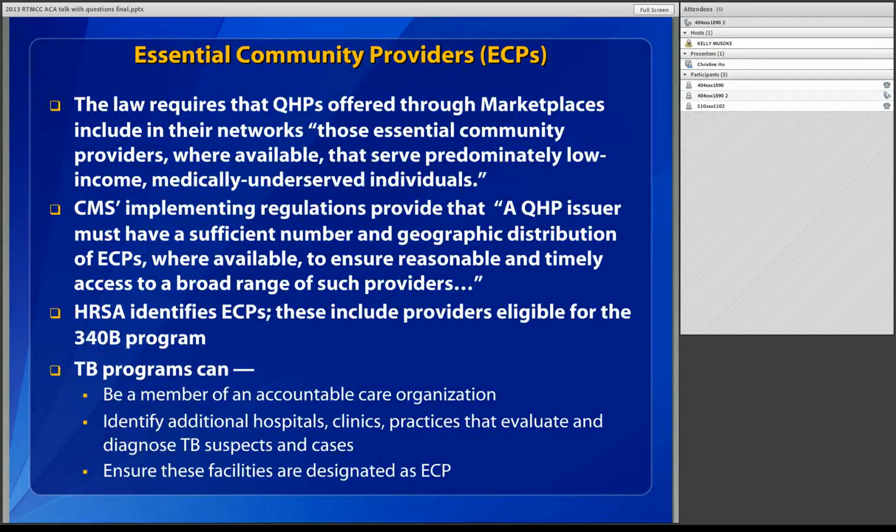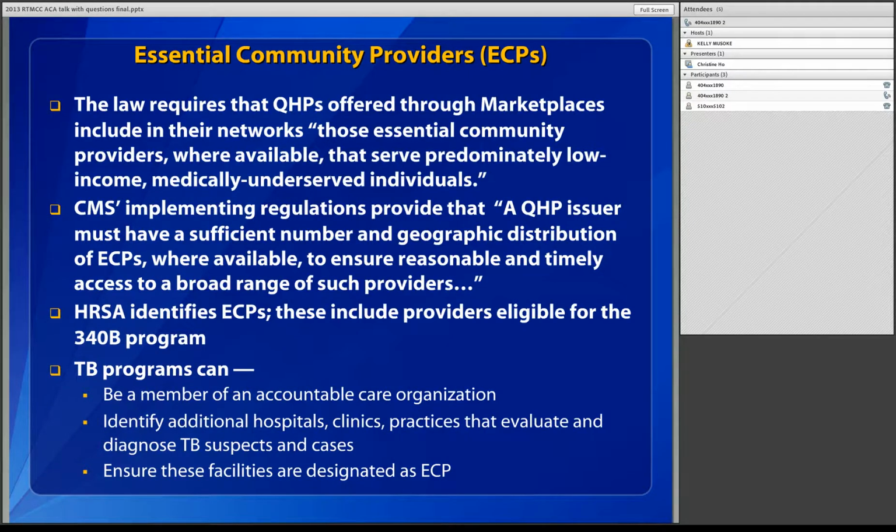So the law requires that the new qualified health plans that are offered through the marketplaces or the exchanges include in their networks those essential community providers where available that serve predominantly low-income, medically underserved individuals. It's a way to ensure that there will be healthcare providers, doctors, nurse practitioners, etc., physician extenders, that actually serve the individuals that will be the newly enrolled, the newly insured. CMS regulations provide that a QHP issuer must have a sufficient number and geographic distribution of essential community providers to ensure reasonable and timely access to a broad range of such providers.